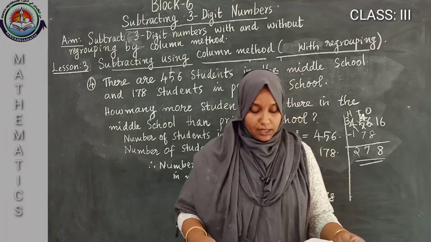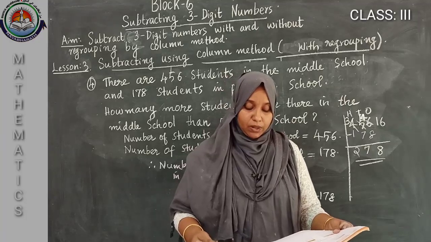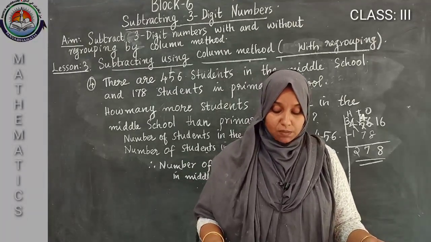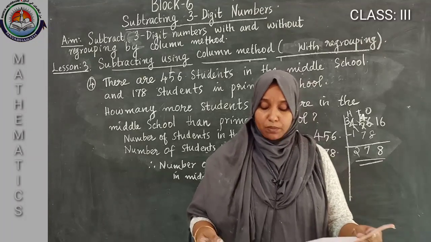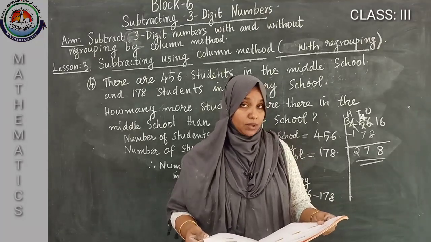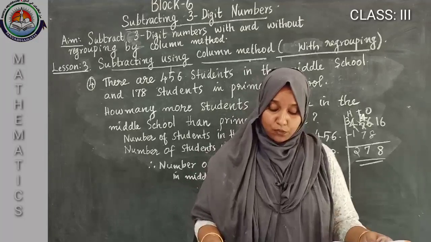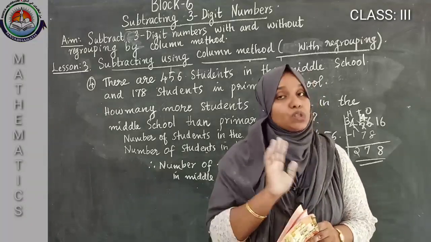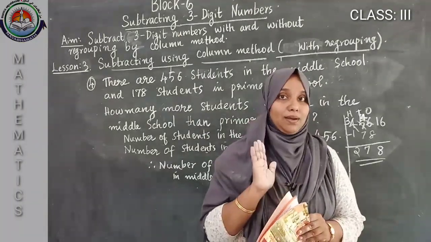Then the last, third question I am going to discuss. Kabir jumped 175 times. Shweta jumped 182 times. Who jumped more times, Kabir or Shweta? Which number is bigger? That you have to write there. Then what is the difference in the number of jumps they took? Difference is asked, so you have to subtract the smaller number from the bigger number.